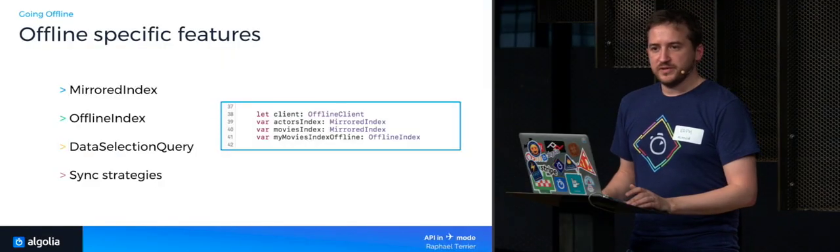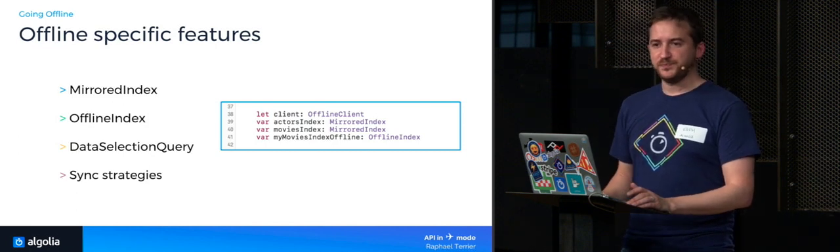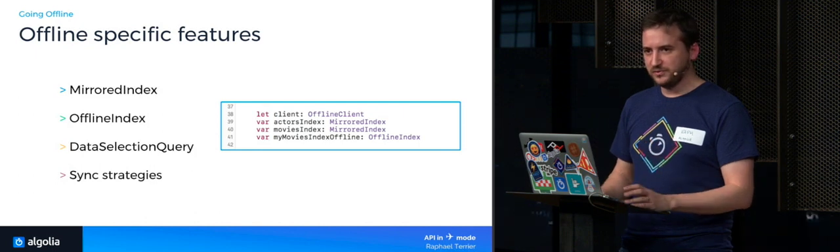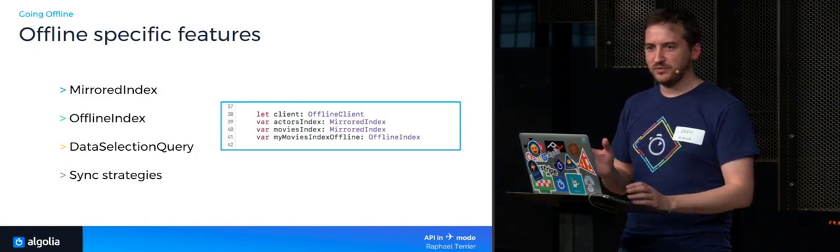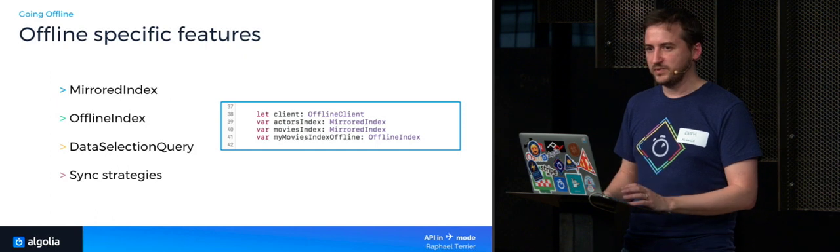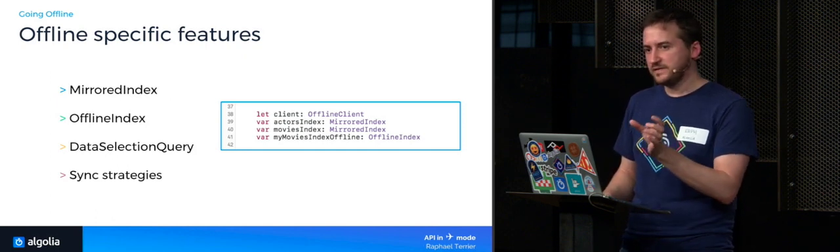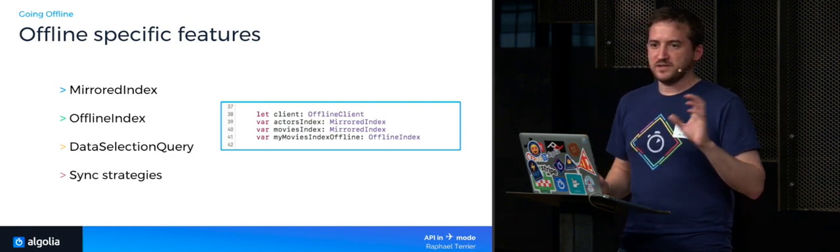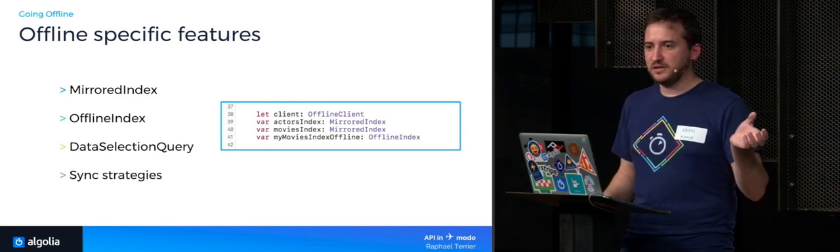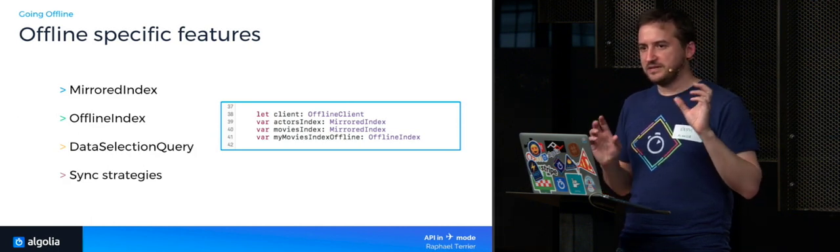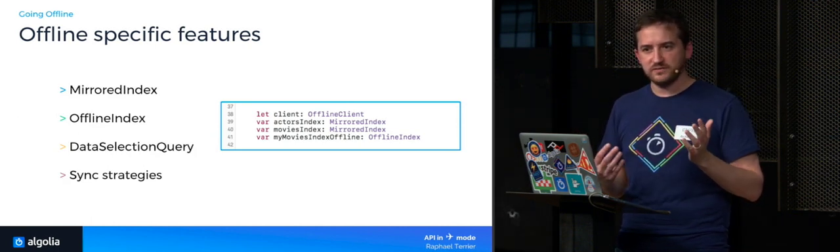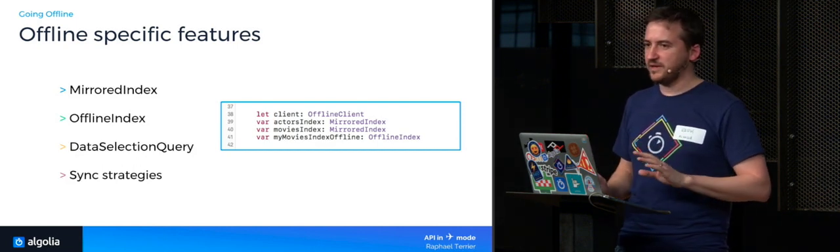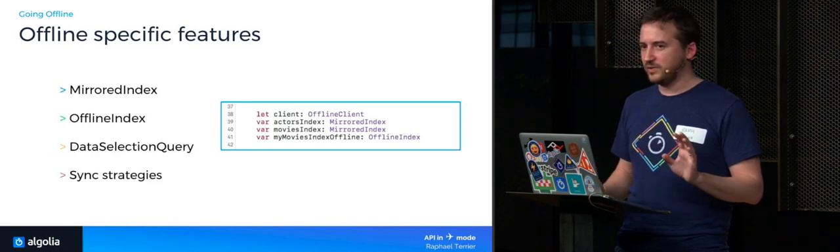So a few specific features that we had to develop to be able to do that. First, we did a few modifications to the basic classes that we have for the client part and the indices. So the mirrored index is basically an index that will be synced from the online server, and you can decide if you want to sync the totality of it or only a partial subset. We don't have any hard limits on that, so you're totally in charge and you can do whatever you want.